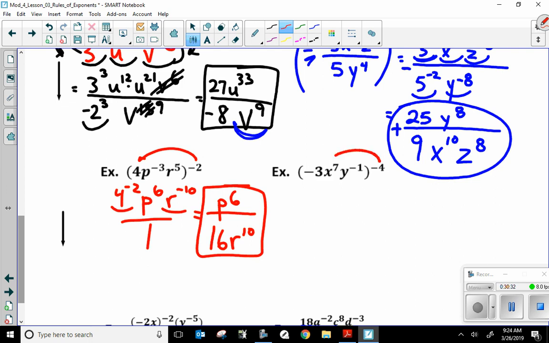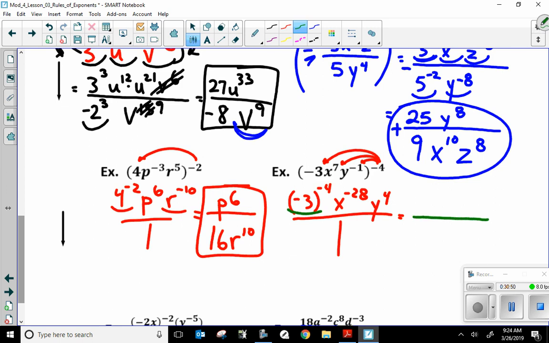Okay, let's put a negative 4 to each one of these. Okay, so now I have negative 3 to the negative 4, x to the negative 28, and y to the positive 4. Okay, this is going to come down. 3 to the power of 4 is 81. Okay, yes, it's negative, but we are using an even exponent. So it's just like squaring a negative. It becomes positive, doesn't it? Okay, x to the negative 28 will come down and become x to the positive 28. And y will just stay up here to the 4th.